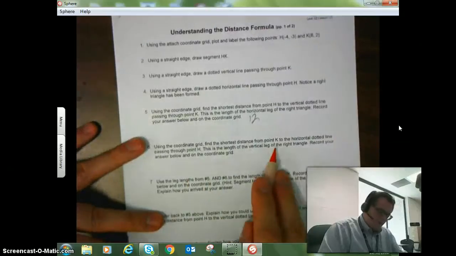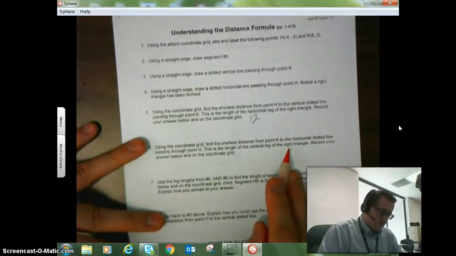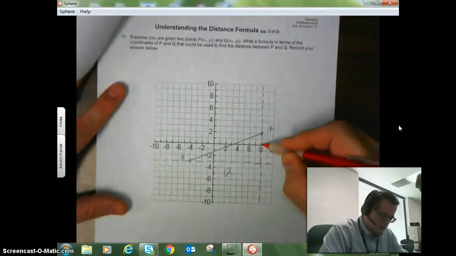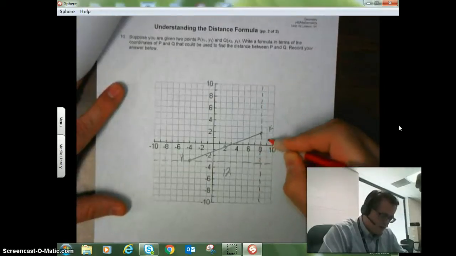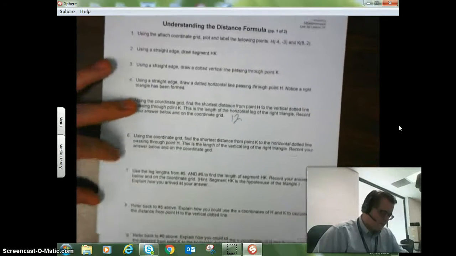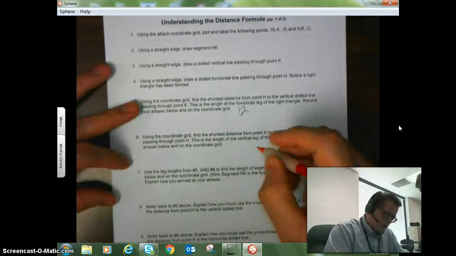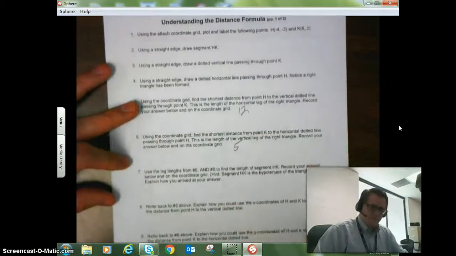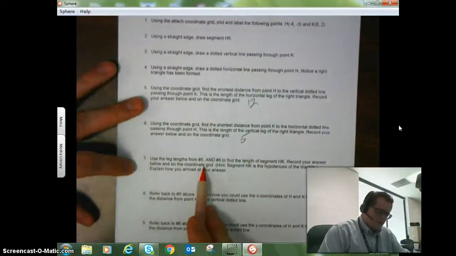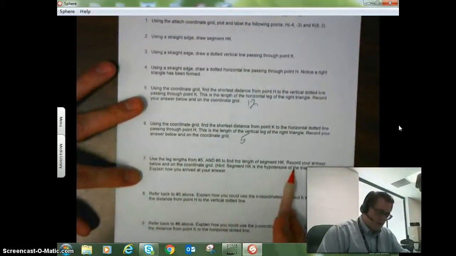Find the shortest distance from point K to the horizontal dotted line. So from point K, we're going to count down 1, 2, 3, 4, 5 spaces. All right, so record your answer here also. So there's 5. So use the leg lengths from 5 and 6 to find the length of segment HK.